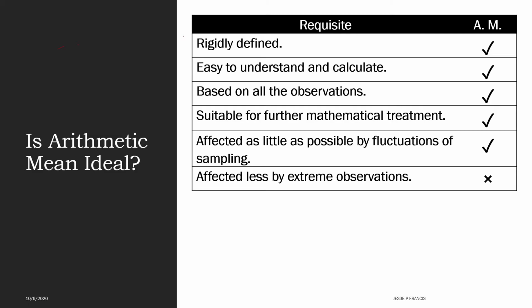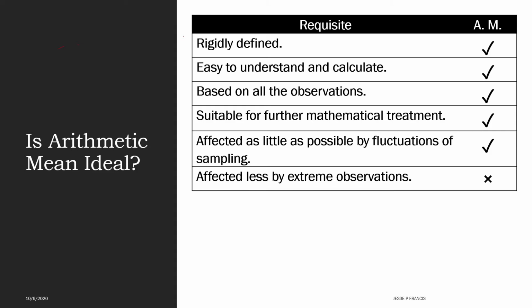It's suitable for further mathematical treatment without any question. In fact, this is the most suitable mean among all the central tendencies to find for further mathematical treatment. You'll see why soon. It is affected as little as possible by fluctuations in sampling. Yes, that's also true because we are considering all the observations for our calculation.